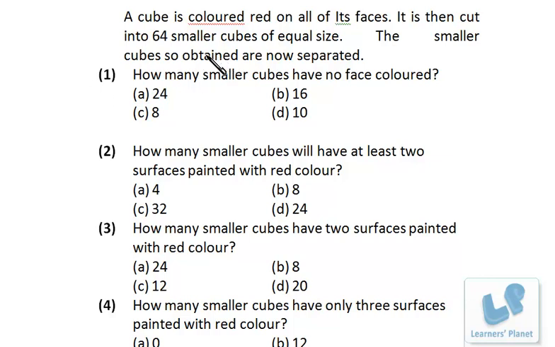A cube is colored red on all its faces. It is then cut into 64 smaller cubes of equal sizes. The smaller cubes so obtained are now separated. Now various questions are there. So first of all, let's find out the number of cubes having single side, double side, no side and 3 sides painted. Okay, for that initially we will be taking the help of a cube. After some practice, you don't have to draw the cube for these sort of simple questions.